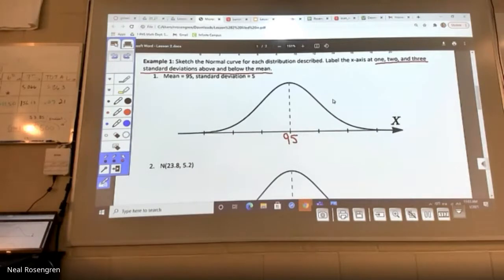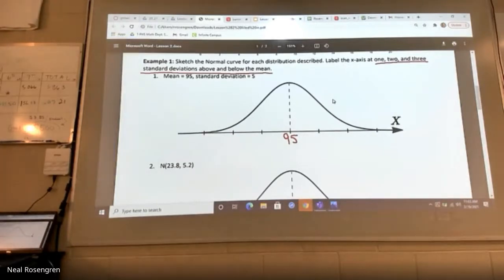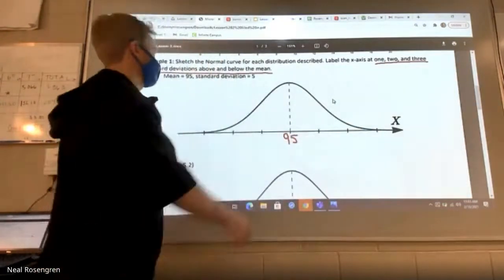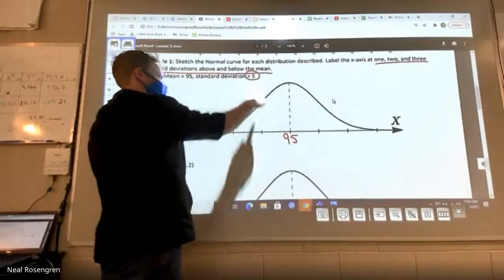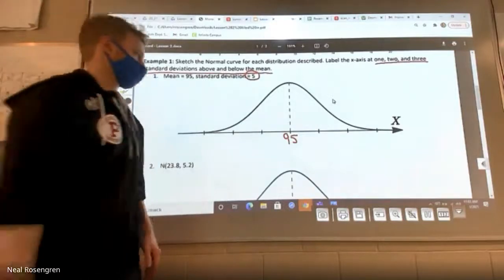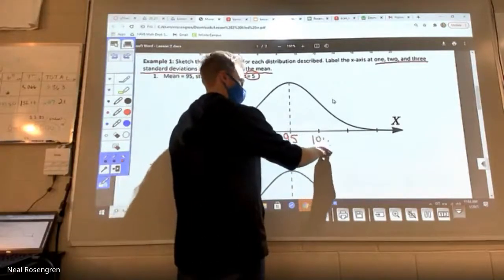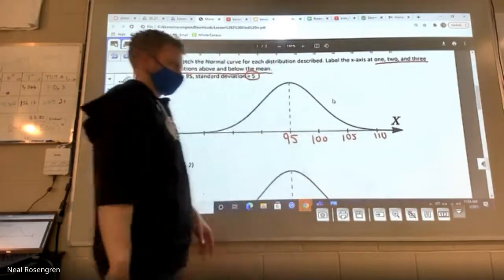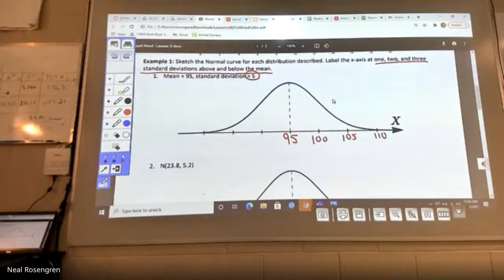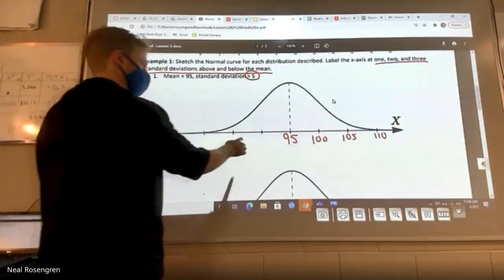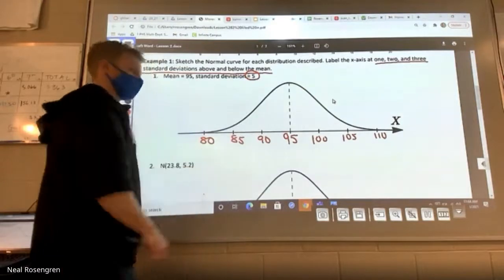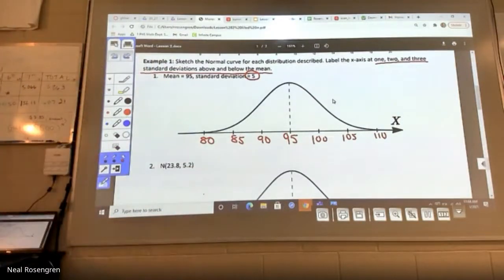Okay, so we're going to have the average in the middle, and then to the right, we're going to go up each time by the standard deviation. 95, 100, 105, and 110. Same thing below. 95, 90, 85, and 80. And that's pretty easy to do because the numbers are nice and easy. I don't need a calculator to help me add and subtract 5 from numbers like that.